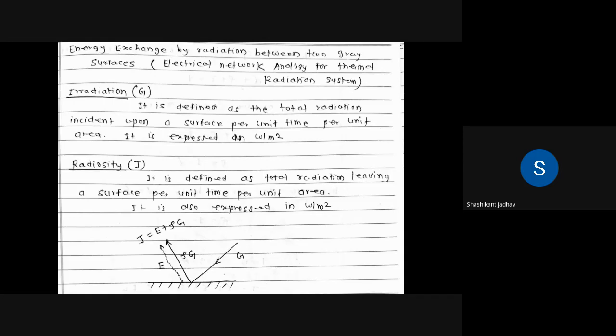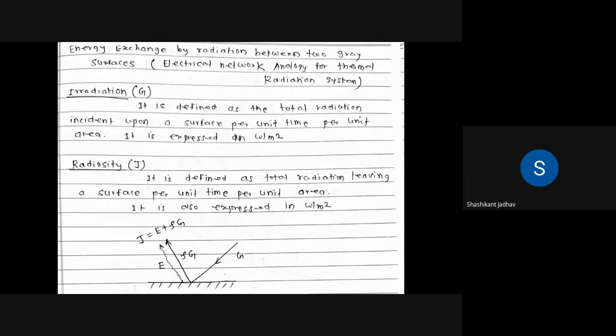Okay. Today we will discuss the next point, that is energy exchange by radiation between two gray surfaces. In the last lecture we discussed black bodies and the shape factor, and we calculated the values of the shape factor for different surfaces: parallel plates, hemisphere, and concentric cylinders. Now the next point we have to discuss is energy exchange by radiation between two gray surfaces, meaning two gray surfaces are there and radiation heat transfer takes place between them.